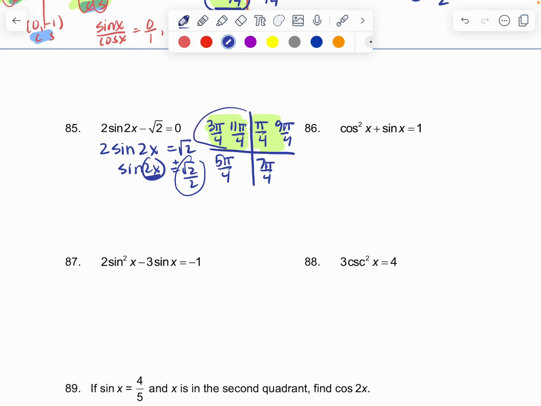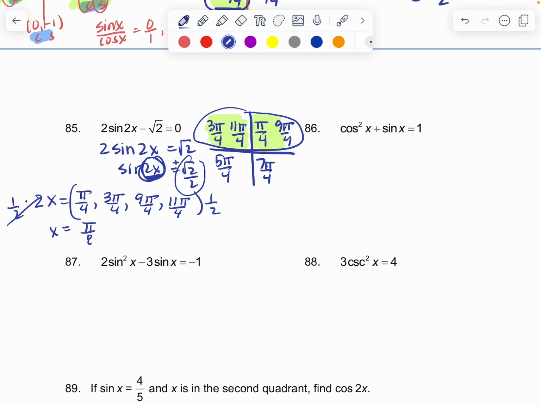Now look, these are not your answers yet. These answers are what 2x equals. So I have 2x equals pi over 4, 3 pi over 4, 9 pi over 4, and 11 pi over 4. But I don't want to know what 2x equals. I want to know what x equals. So let's multiply both sides by 1/2. So you're going to get x equals, if I multiply all of these by 1/2, the bottoms are just going to turn into 8. So this will be pi over 8, 3 pi over 8, 9 pi over 8, and 11 pi over 8. So those should be your 4 answers. Okay?